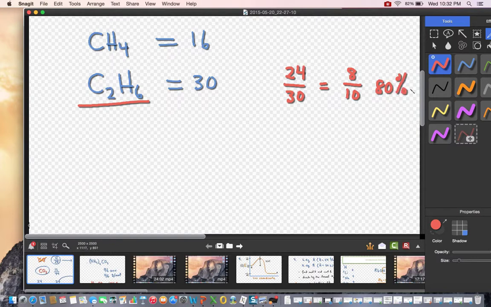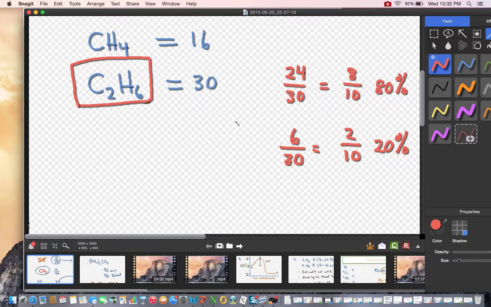And without considering hydrogen, I know that 6 over 30 breaks down, again, when I divide top and bottom by 3, into 2 over 10. This is also going to be the expected 20%. So I know that the molecular formula of my compound in this question is C2H6, and I am done, and I can move on to the next problem.